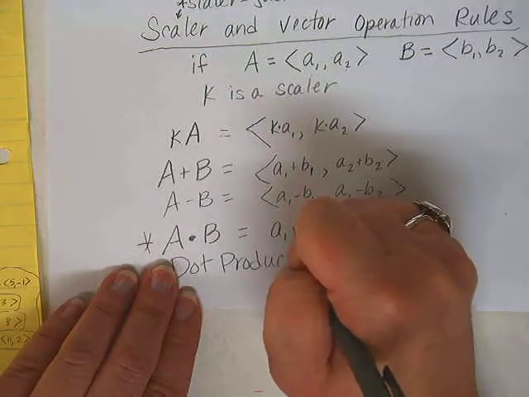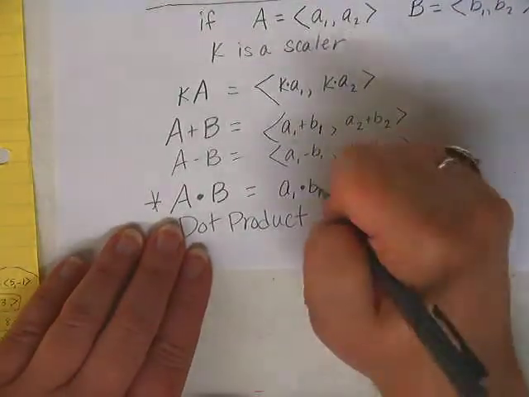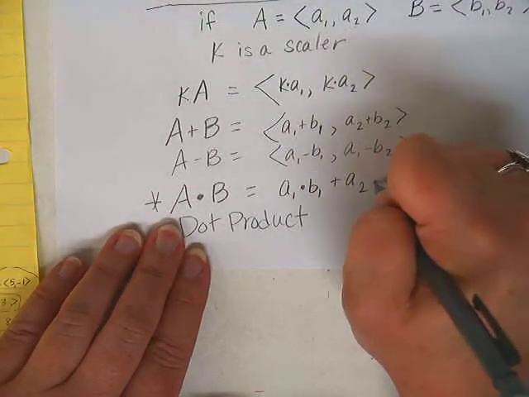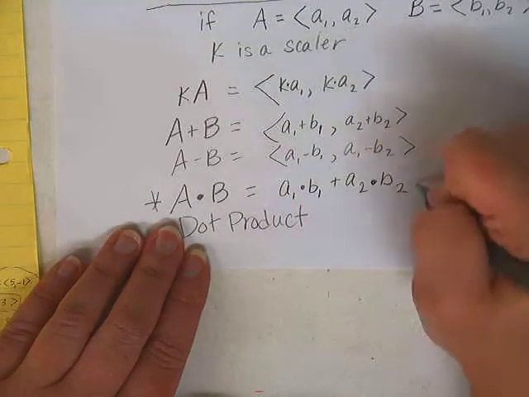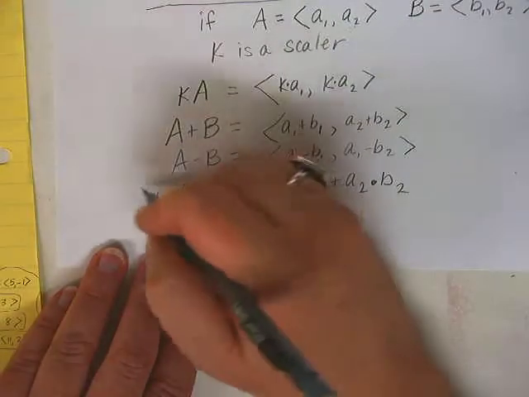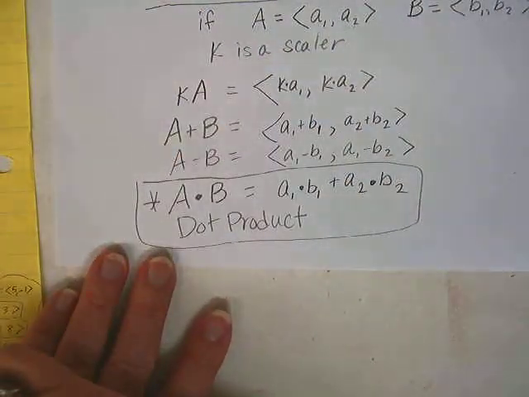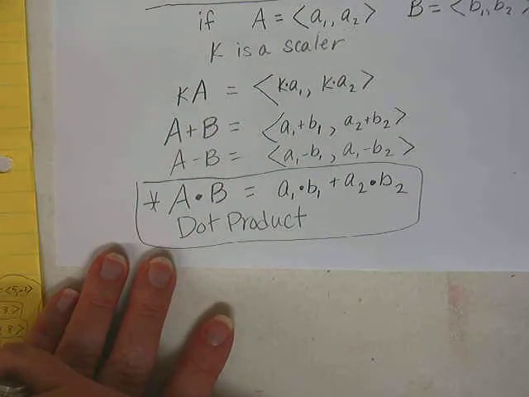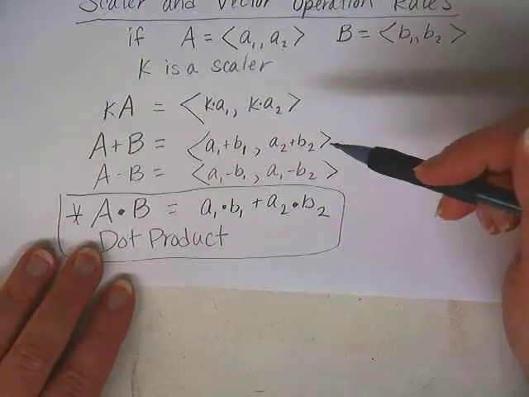So, dot product is actually taking A1 times B1 and then A2 times B2 and adding those products together. That is known as a dot product. And that is going to be very important later when we learn something very important. Okay, so keep that in mind.